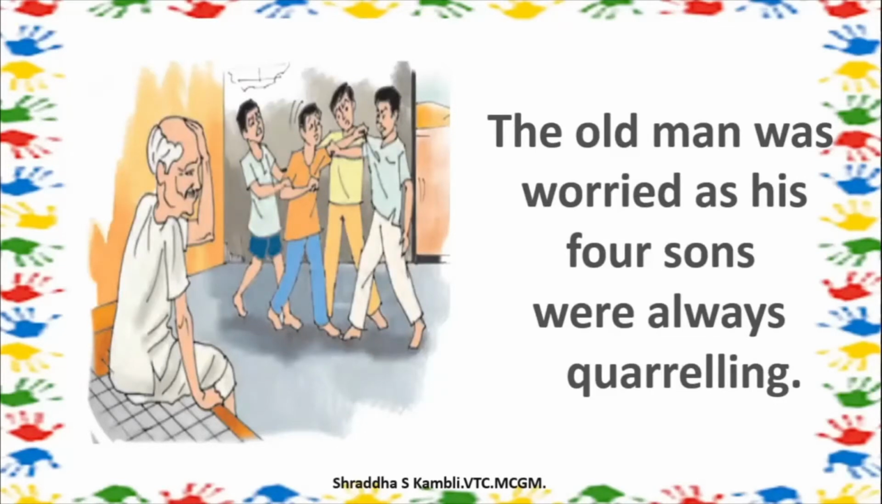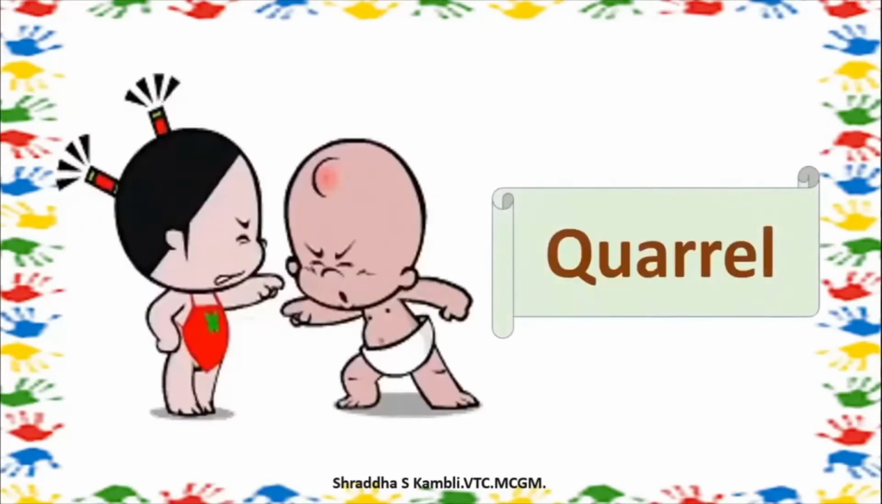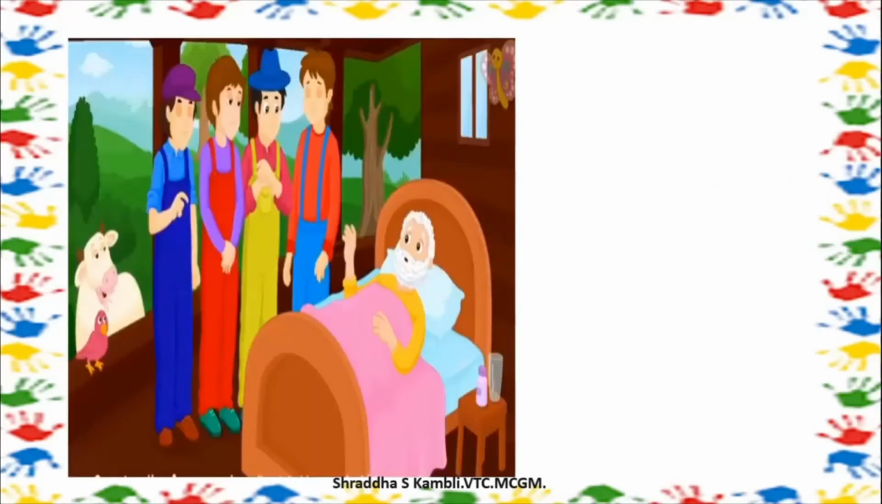The old man was very worried because what would happen if they would keep quarreling like this? Someone else would come and cheat them. Okay, and this old man did not want that to happen to his sons, so he was always worrying. Now he decided to do something about it. He thought of an idea, and what did he do?